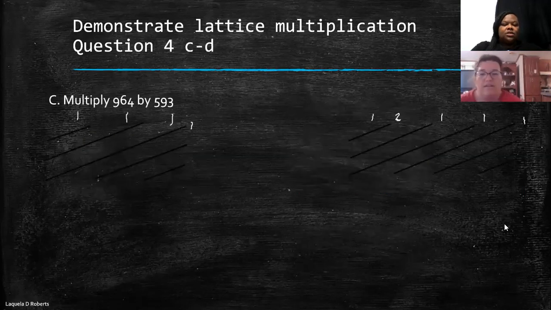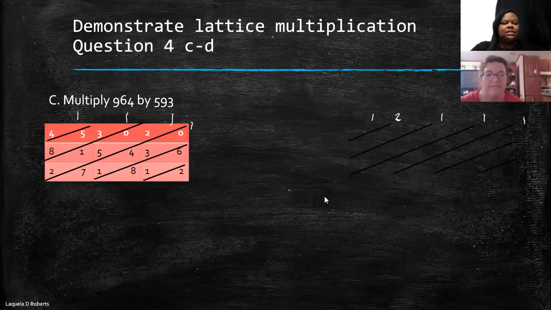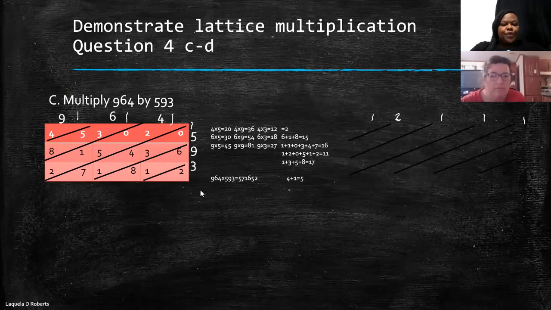All righty. So as you can see from our last example that Miss Miranda showed us, it's going to be the exact same thing. We're going to put 964 up there, and 593 on the side. You will multiply 4 times 5, which gives you 20. 6 times 5 gives you 30. 9 times 5 gives you 45. Then you'll do 4 times 9, 36. 6 times 9, 54. 9 times 9, 81.